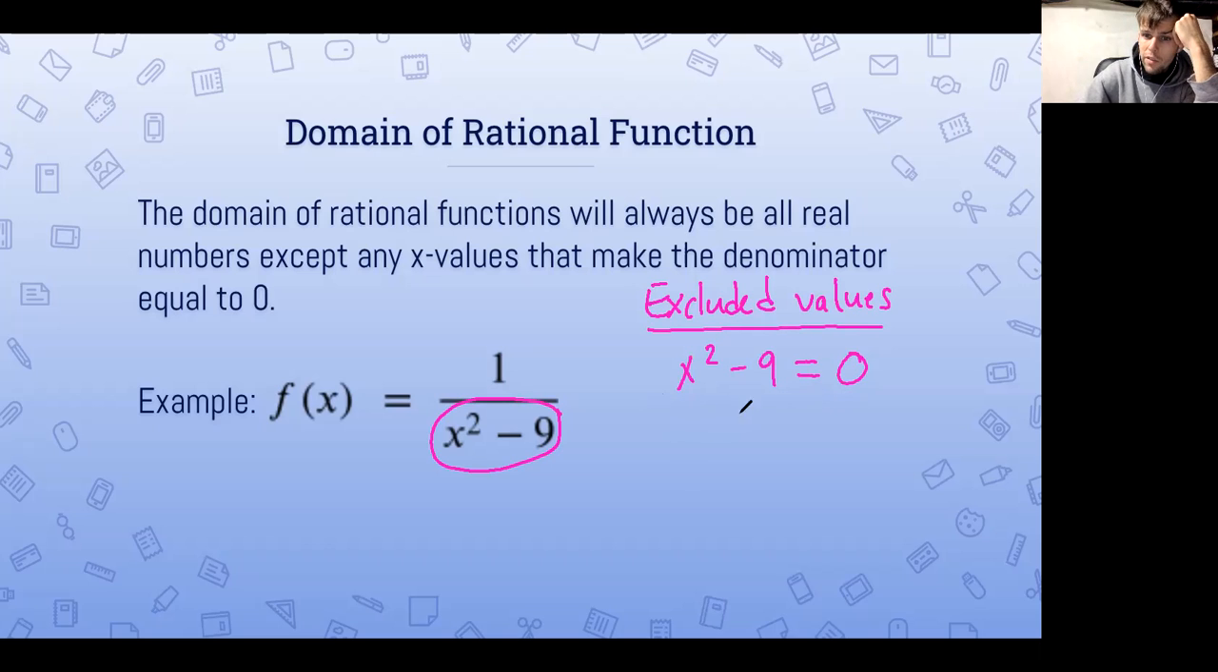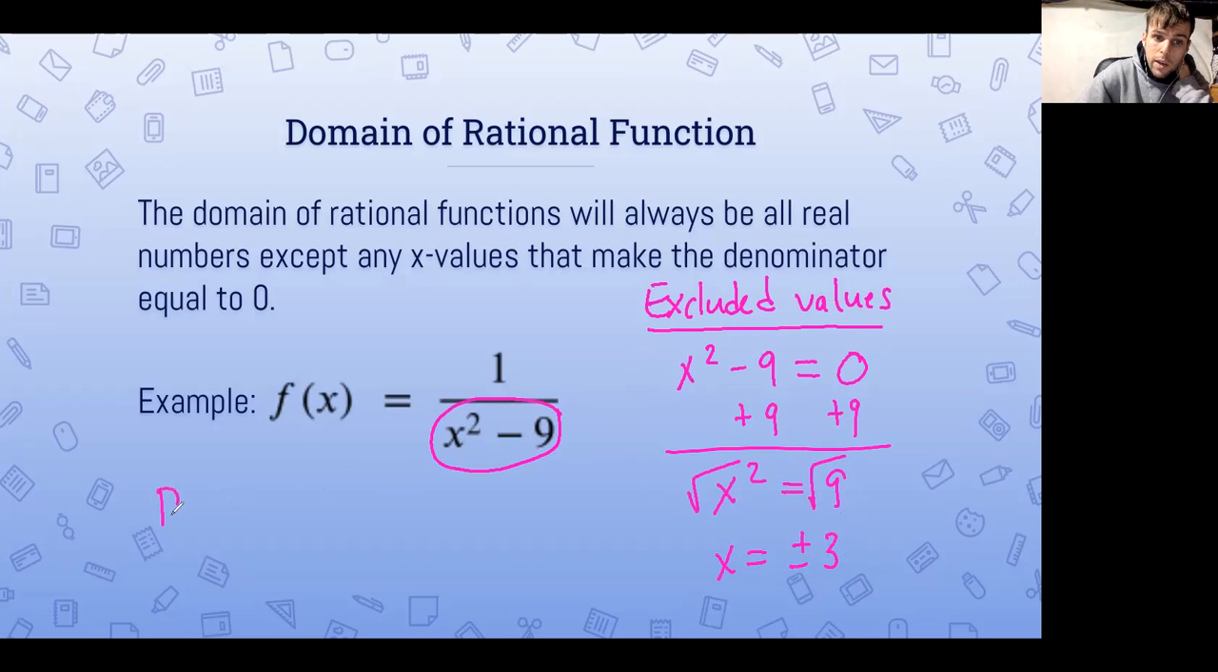So I'm going to go ahead and solve this. I'm going to choose this approach. Feels like the easiest here. So I get x squared equals 9. Square root, we're going to get x is equal to plus or minus 3. So these are the values that need to be excluded from our domain. If we plug them in, they're going to cause our denominator to equal 0. It's pretty obvious when we just look at this. 3 squared minus 9, 9 minus 9 is 0.